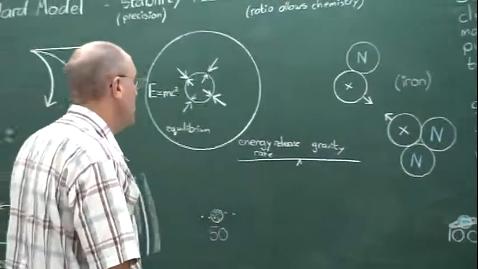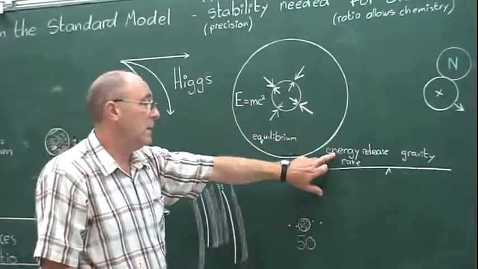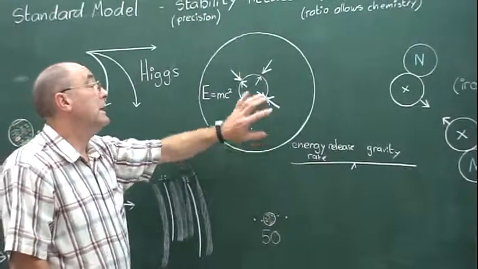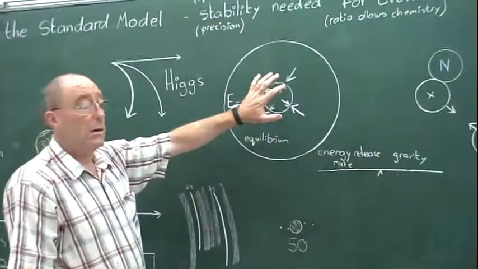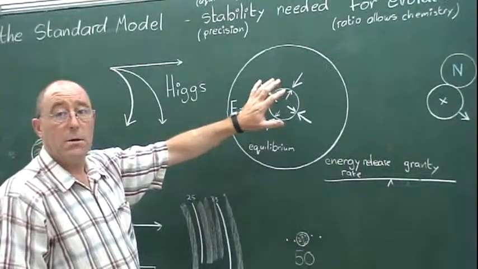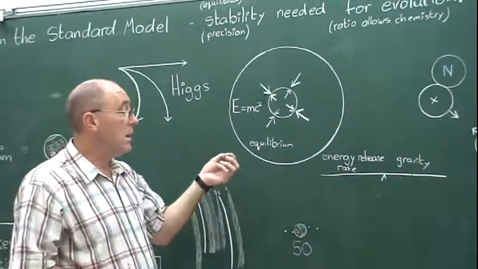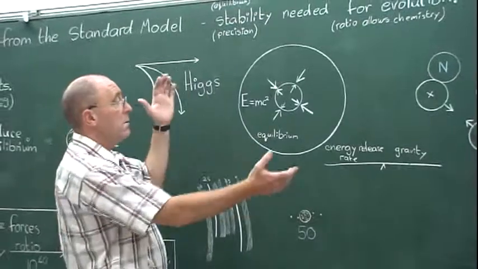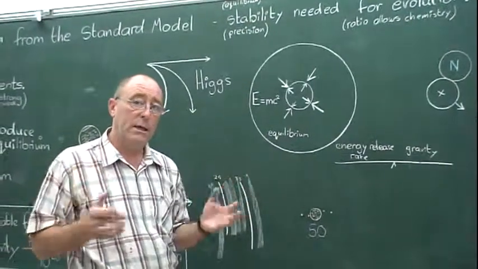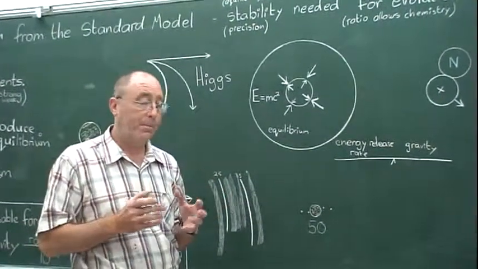Now that energy which is coming out, the energy release rate, inside the sun, it's a very slow process. We see it on the Earth when we set off nuclear explosions. So the sun is like using gravity to hold together a nuclear bomb.